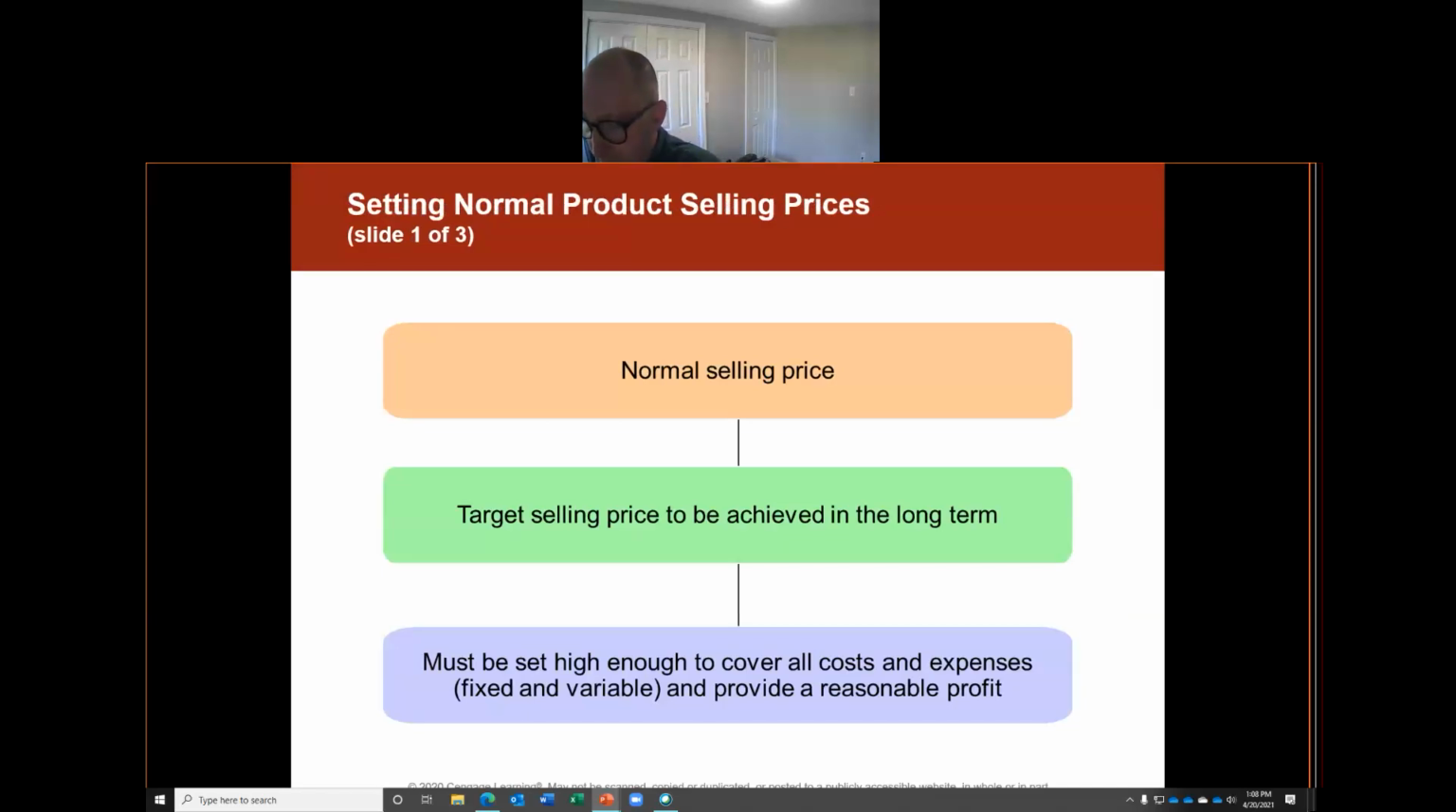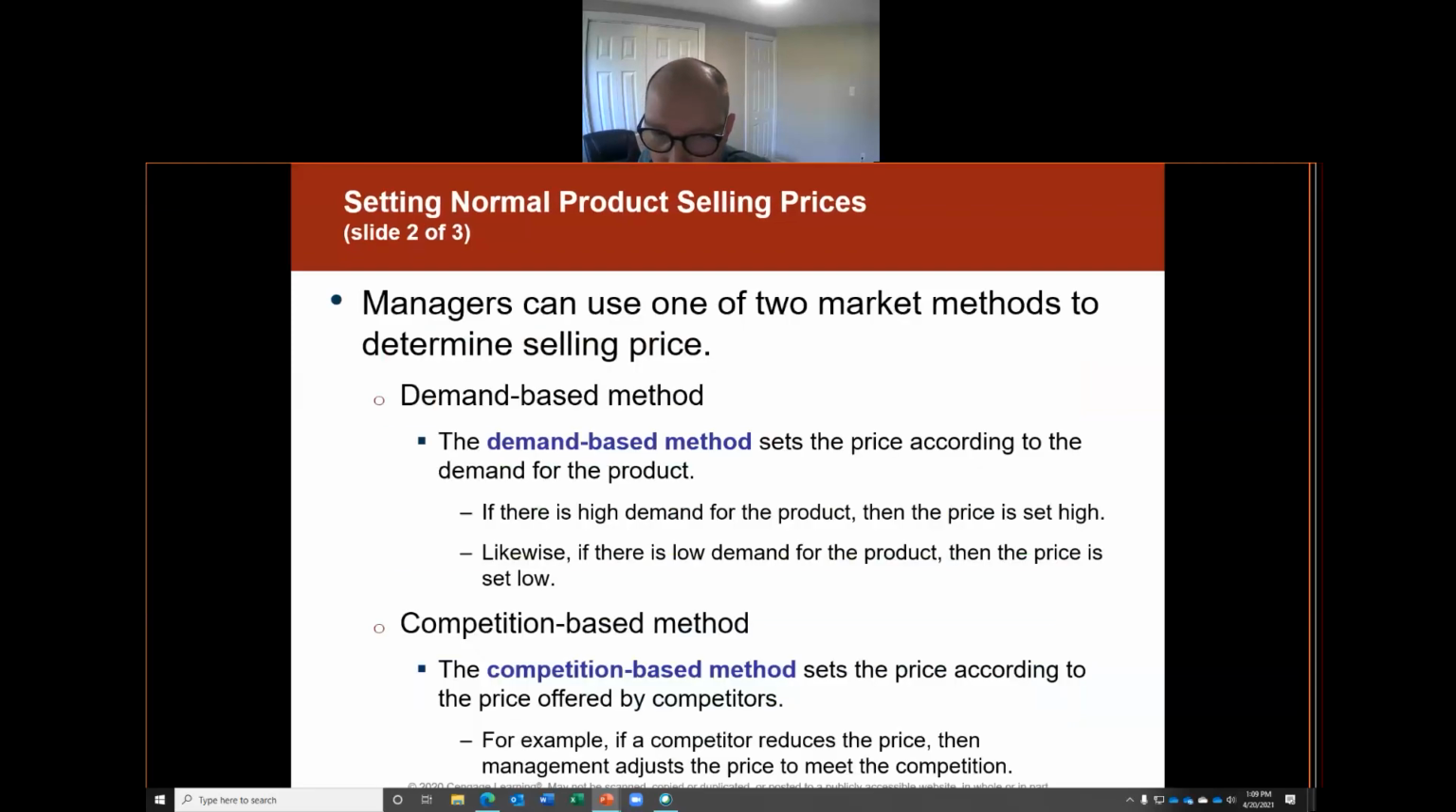Let's talk about sales prices. This is the second part of this chapter. We have this thing called normal sales prices, target sales prices, and reasonable profit. A normal sales price is how much I would typically, on average, sell my product for. There are a couple ways to set the price normally. There are two methods. One's called the demand-based method. The other one is called the competition-based method.